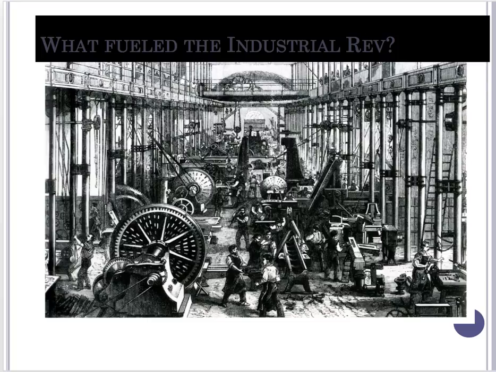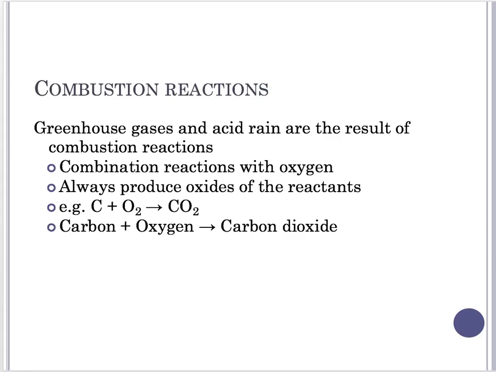So what fueled the Industrial Revolution? Let's have a look at combustion reactions. So, combustion of carbon, which is coal, and hydrocarbons, which are petroleum and natural gas, so you've got to know the difference, in fossil fuels is the major source of greenhouse gases, which are CO2 and CO, which is carbon monoxide. Mono as in one, like monobrow. So, combination reactions with oxygen, as you know, always produce oxides. So, for example, carbon plus oxygen gives you carbon dioxide.